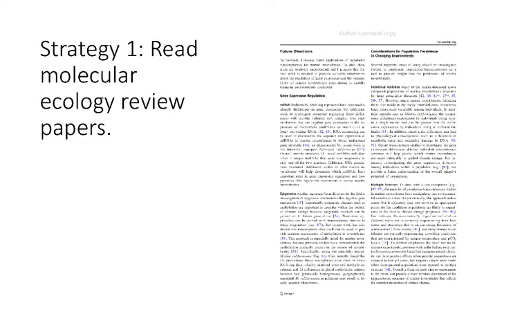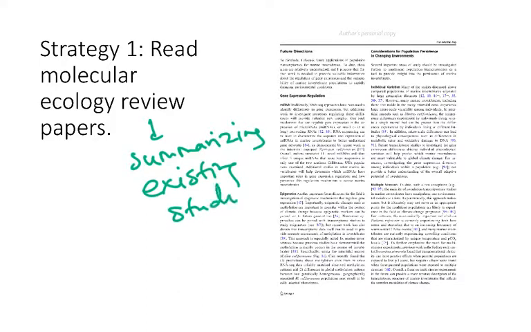So the first strategy I'm proposing is to read molecular ecology review papers. First of all, a review paper is unique in that in a traditional, quote-unquote, research paper, you're presenting some new data and new findings, right? In a review paper, what you're doing is summarizing existing studies. So you're not presenting new data per se, but review papers are a great way to figure out what has already been done in the field.